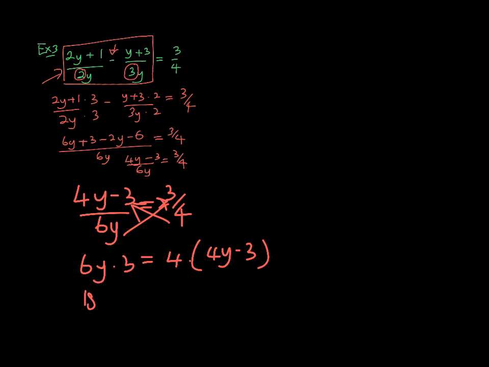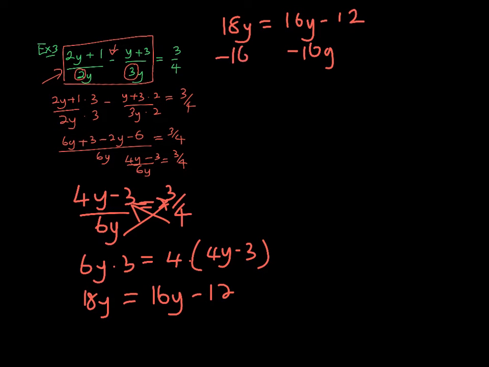So this becomes 18y is equal to 4 times 4, that's 16y, and 4 times negative 3, that's negative 12. So 18y is equal to 16y minus 12. To bring 16y to the left hand side, we need to subtract 16y from here, and we also subtract 16y from this side. So 18y minus 16y leaves us with 2y, and 16y minus 16y leaves us with 0, is equal to negative 12.